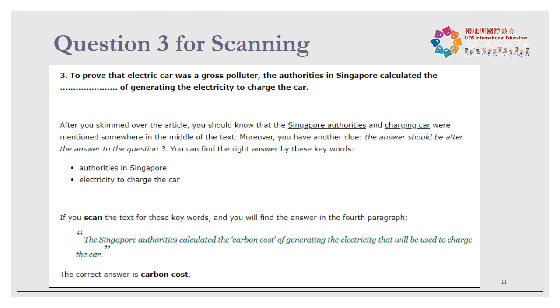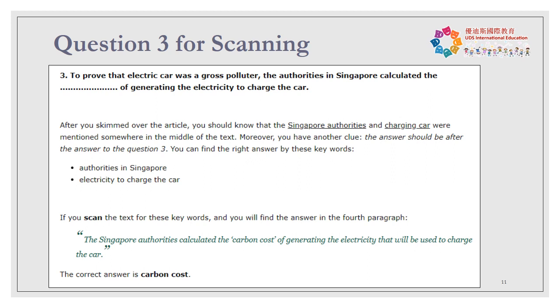You can go back to the original sentence and then put the keywords there. To prove that the electric car was a gross polluter, the authorities in Singapore calculate the carbon cost of generating the electricity to charge the car. So quite easy. Remember, as I mentioned before, you just use the keyword approach.